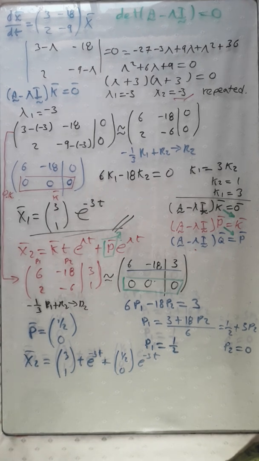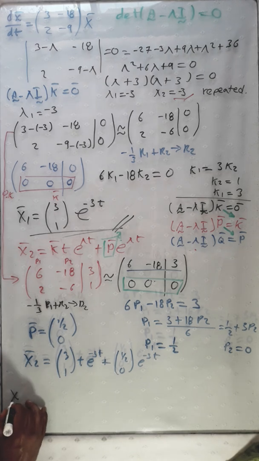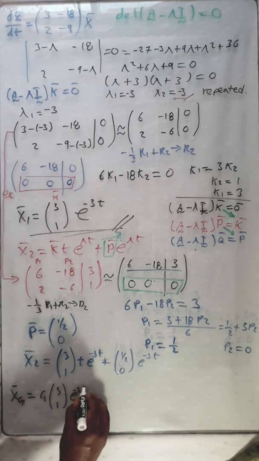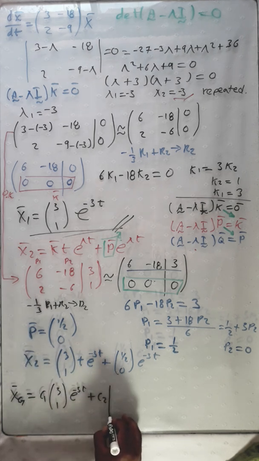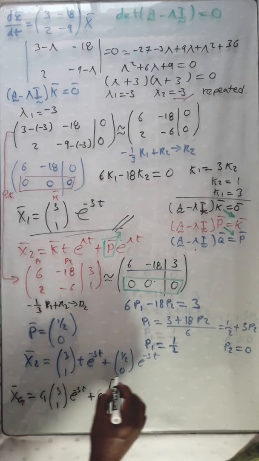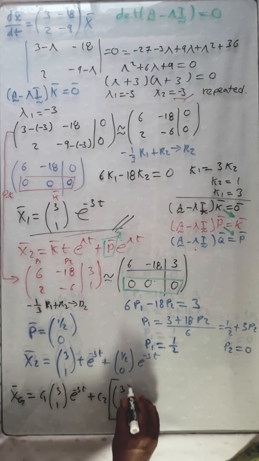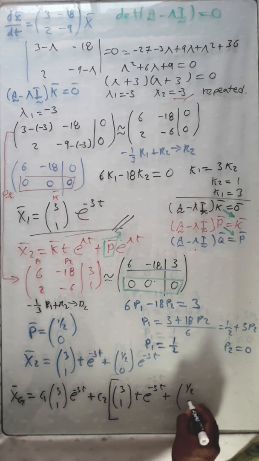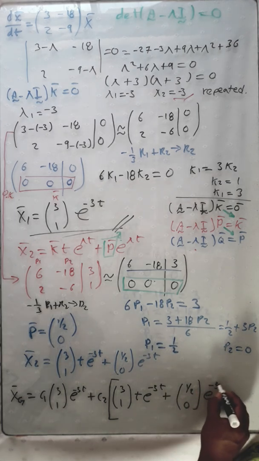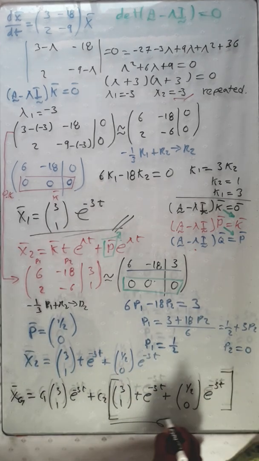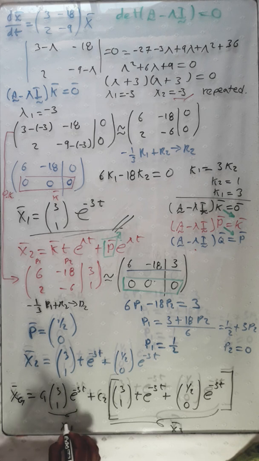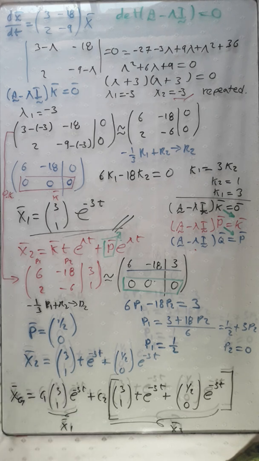Now, let me write the general solution. The general solution is going to be C1 times the first solution, 3 and 1, exponential of minus 3t, plus C2 times my second solution, which is this big solution: 3, 1, t exponential of minus 3t, plus 1/2, 0, exponential of minus 3t. All this is my second solution, and this part is my first solution for the repeated roots case.